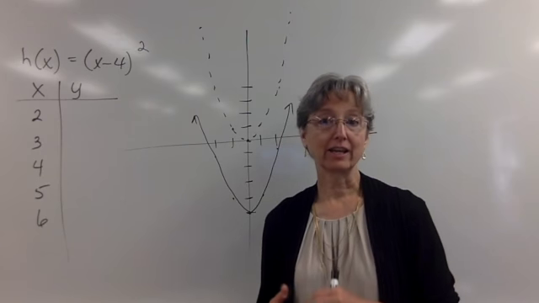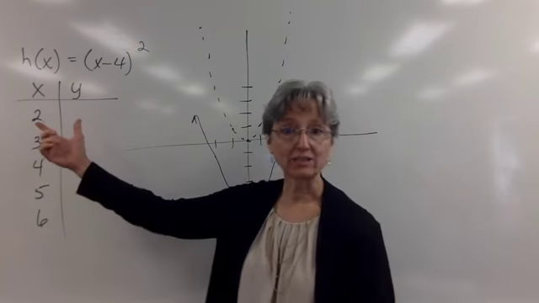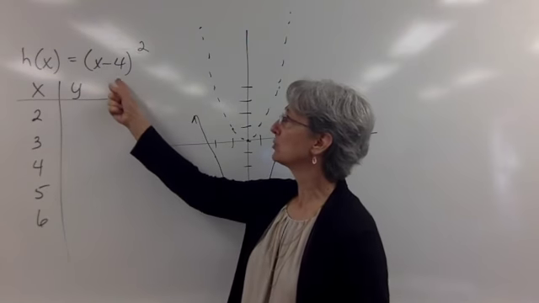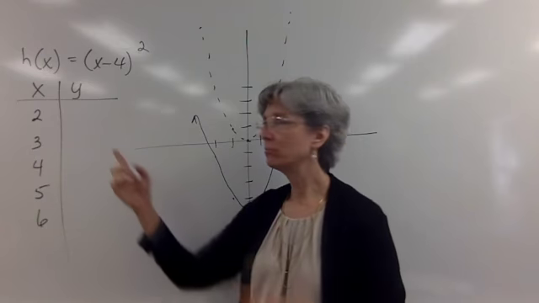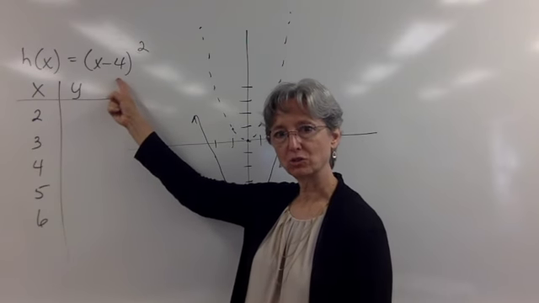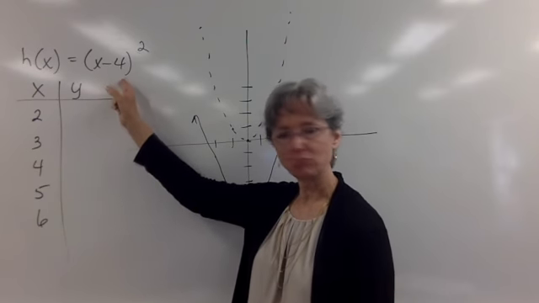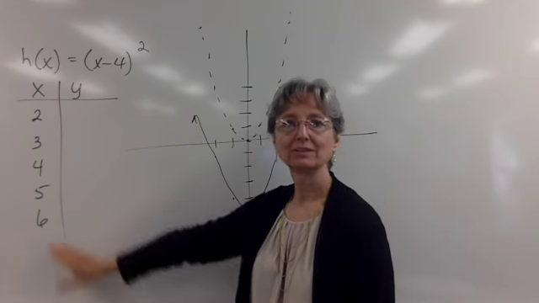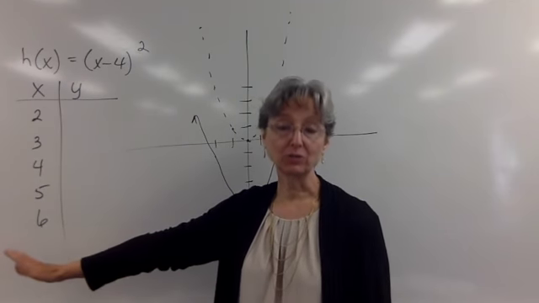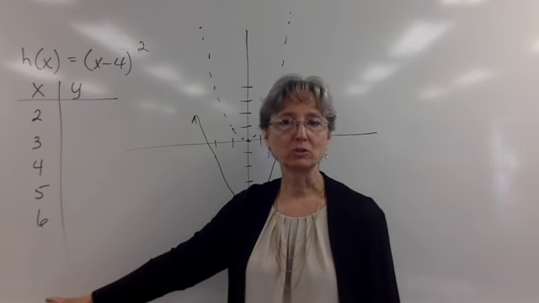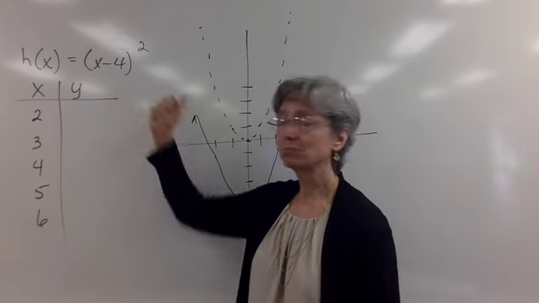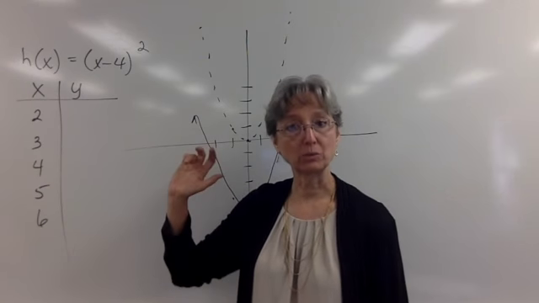Here is another function. We'll call this one h of x. And this one is x minus 4 squared. Do you remember what this means to do? Okay, if you don't, you can always build a table. I knew what x's to pick. It could be a challenge, but I knew what to pick. So I made my domain 2 through 6. But let's plug those in one at a time and see what we get.